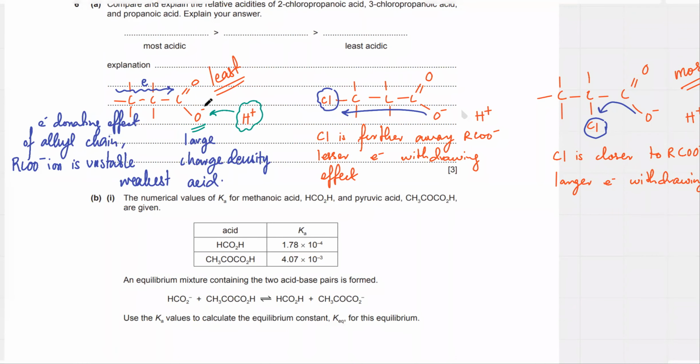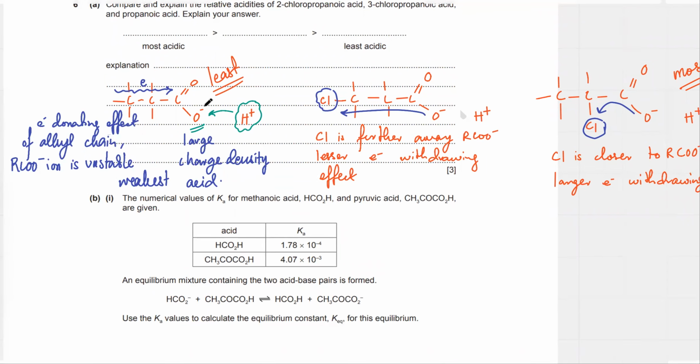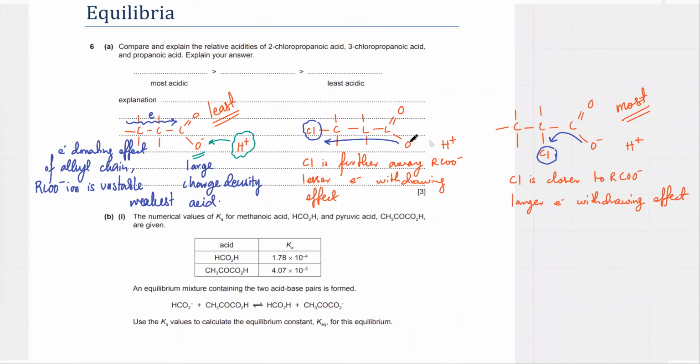So it's unstable. For these two, you're going to talk about Cl having an electron withdrawing effect, and you're going to talk about that this is closer, and this is further away. So over here, you get a more stable ion. Or you can talk about the charge density. The RCO minus 1 ion has a lesser charge density.